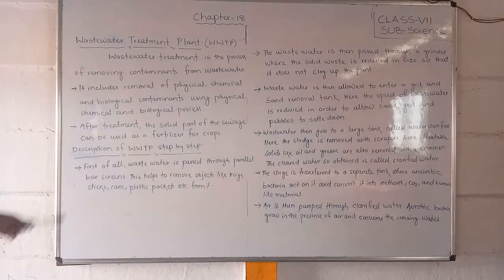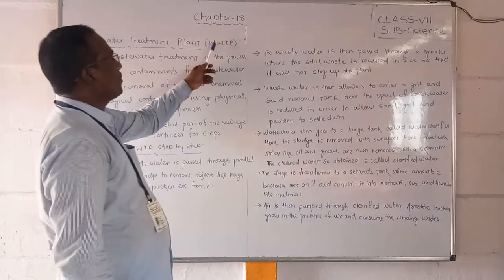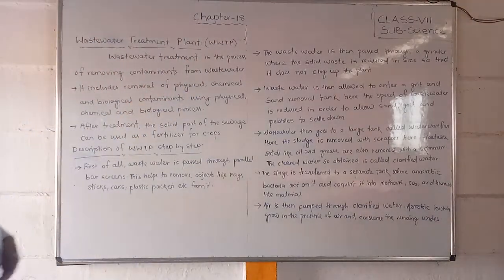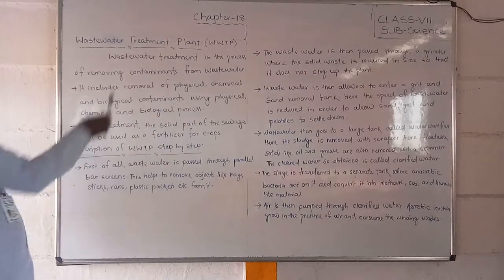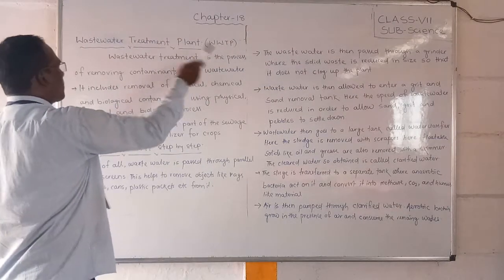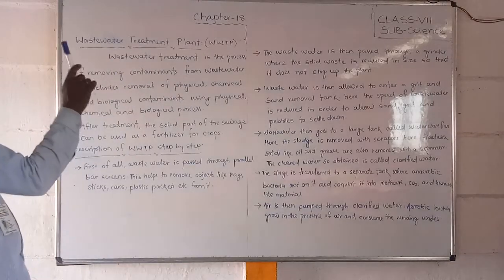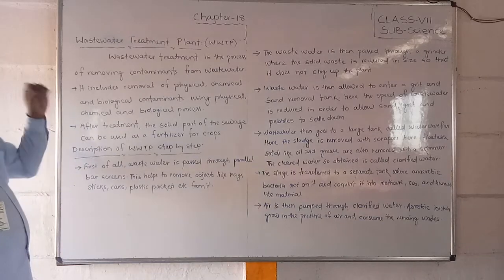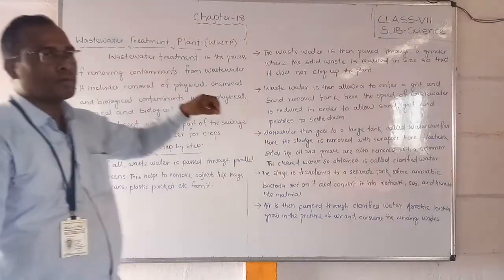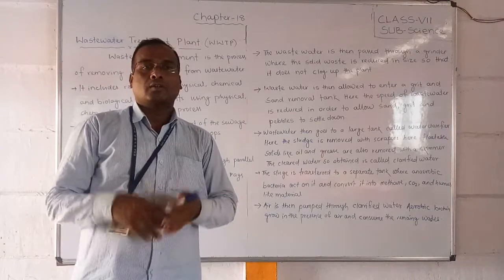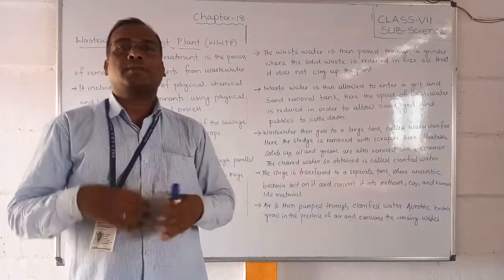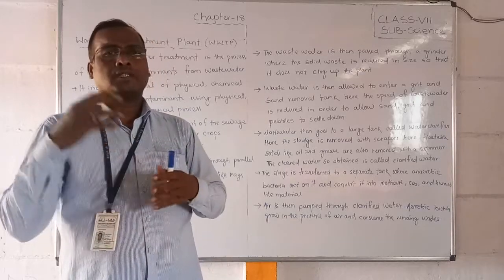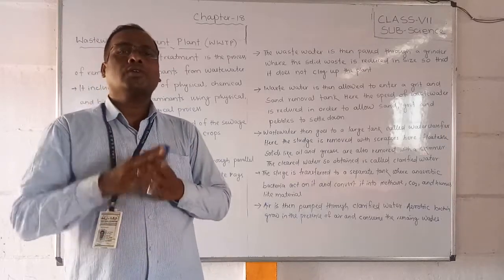First of all, the wastewater treatment plant, or WWTP. Wastewater treatment is the process of removing contaminants from wastewater. Contaminants may be germs, solids, liquids, or other pollutants, which we have to remove.